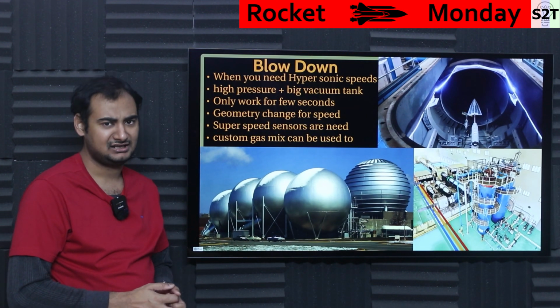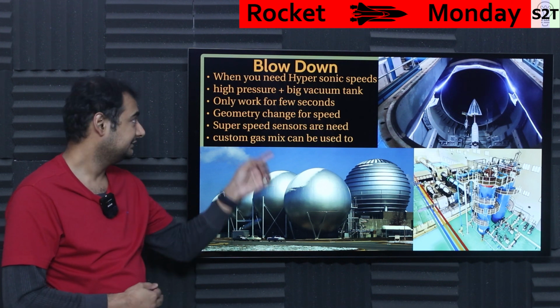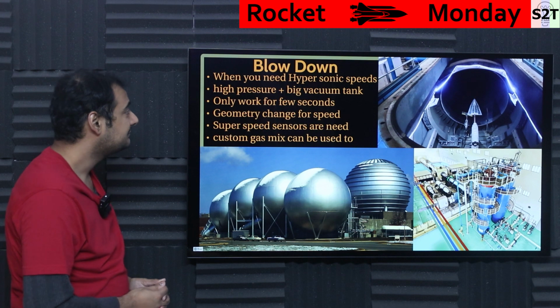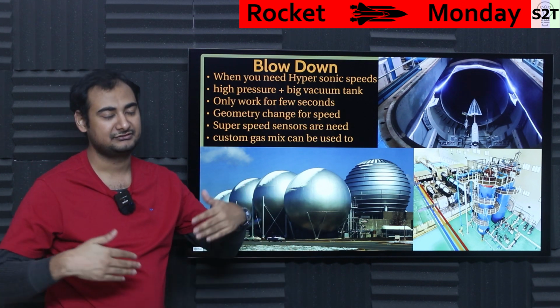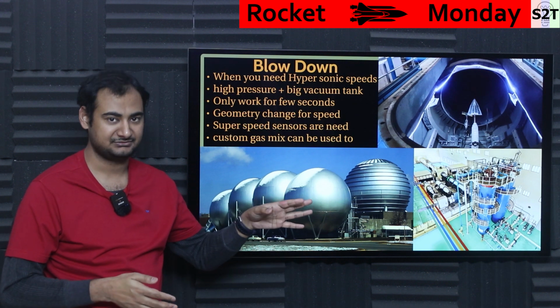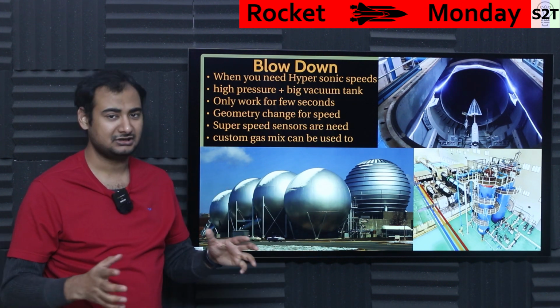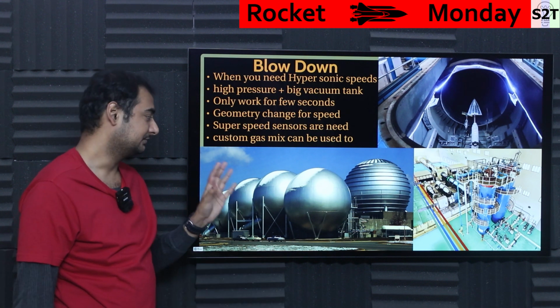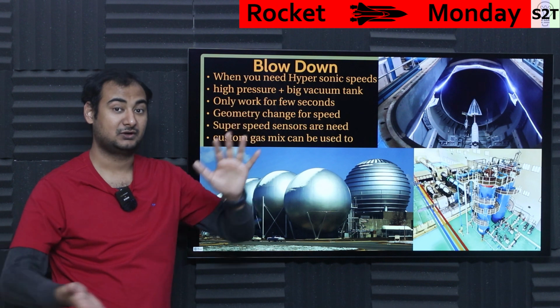Now closed loop does go fast, but does not go Mach 20 plus kind of fast. At that point, you need blow down systems. Now blow down system is basically hypersonic regime, meaning anything that crosses Mach 7, basically if it starts at Mach 7 or something like that, hypersonic regime. Now they have very, very high speeds, but no compressor at that point in time works. So you need something like a high pressure reservoir, meaning the reservoir can dump.